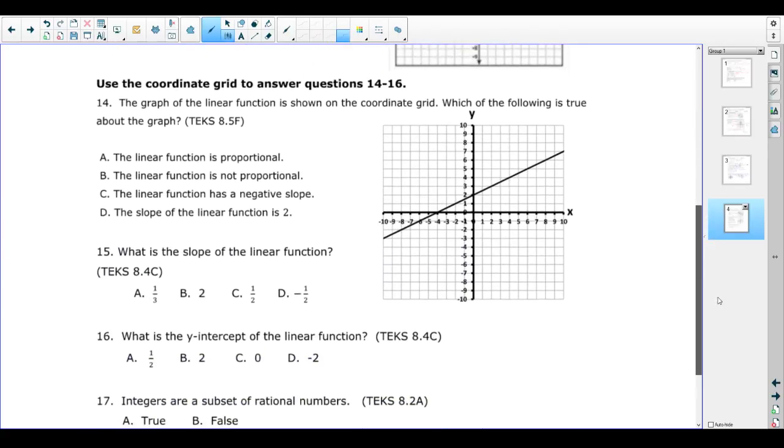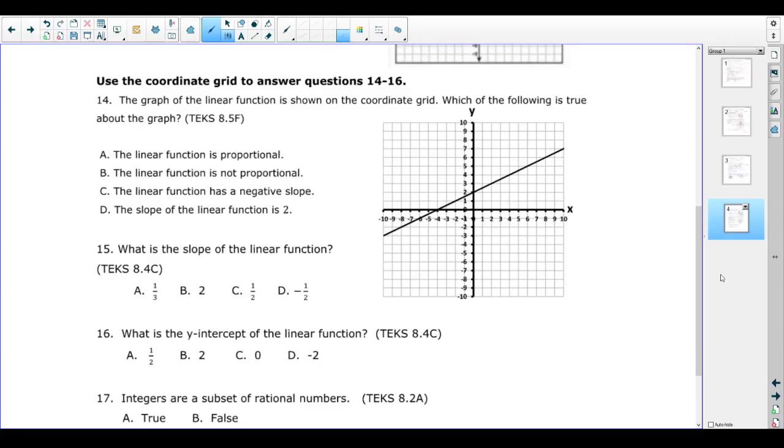Number 14. Graph of a linear function shown on the coordinate grid. Which of the following is true? Is it proportional, or is it not proportional? Okay, from a common sense standpoint, if it says which one is true, and your two choices are it is proportional or it is not proportional, then these are not the answers, right? Because it either is or it is not. There's no third option here, which means A or B has to be true, which means both of these are wrong. That's some solid logic for you there.